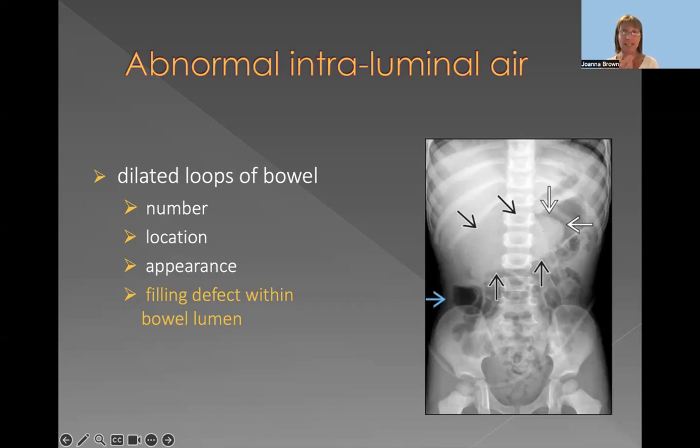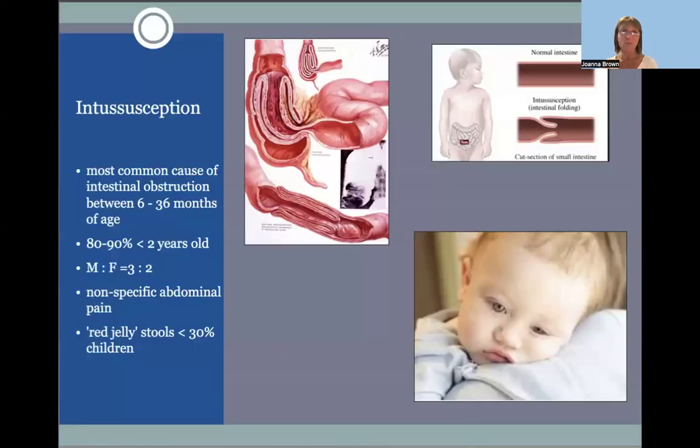If you see obstruction like this in adults, especially in older patients, you will think that this will be due to the tumor, especially malignancy. Colonic malignancy is not very common in children, and one of the most common causes will be intussusception. So very often we can see it in children between 6 and 36 months of age, and 90% of these children are less than 2 years old, slightly more common in boys than in girls, and again, the patient will present with a non-specific abdominal pain.